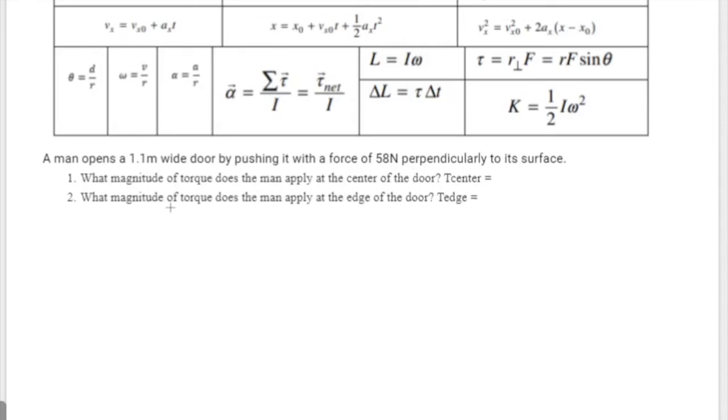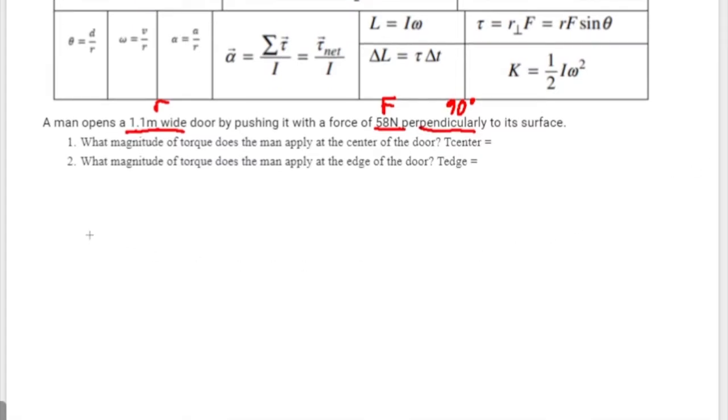Alrighty guys, let's take a look at our first problem. So we have a man opening a 1.1 meter wide door by pushing it with a force of 58 newtons perpendicular, meaning that the angle is 90 degrees to its surface. We want to figure out what the magnitude of torque that the man applies to the center of the door is. So here is our door.